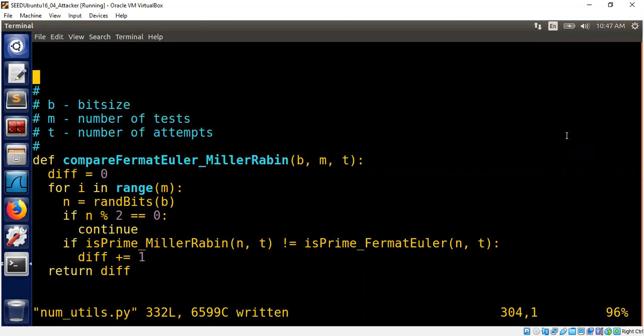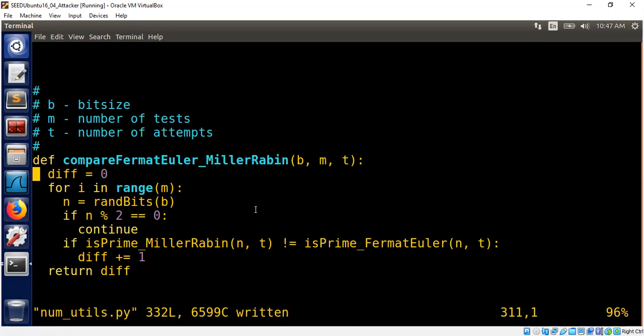Okay. So what I'm going to do is call both these algorithms a random number of times. You specify how many times you would like to run, m times. Say m can be 1,000 times, and b is the bit size: how many bits you would like to have in each of your tests, and the number of attempts is basically the number of attempts we talked about during primality testing algorithms. Okay, t-tests. So with these three arguments, I would like to be able to compare Fermat-Euler with Miller-Rabin and figure out whether there are any differences whatsoever between these two algorithms for random inputs.